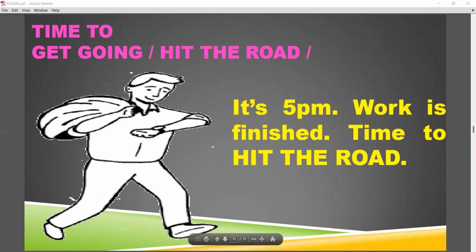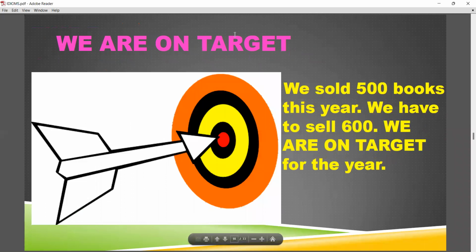Let's settle for the next one. We are on target. This is pretty simple. I hope you all know this. We are on target means that we are set to achieve the things that we have aimed for, or to hit or achieve the thing aimed at. You are able to achieve whatever you have planned for. We sold 500 books this year, we have to sell 600, so we are on target for the year.